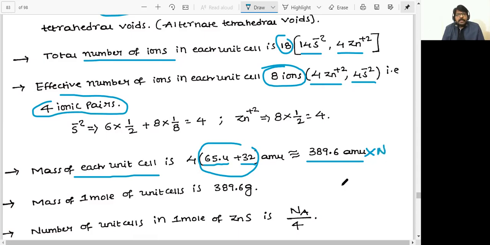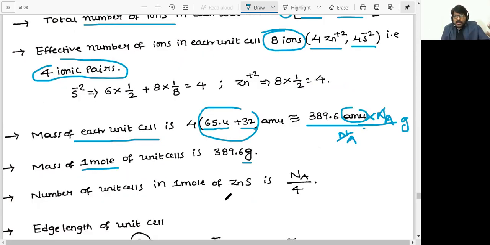It should be multiplied by Avogadro number because you are talking about 1 mole. And you have to convert this AMU into grams because I just wanted to report my answer in grams. And one AMU is equal to 1 by Na grams. So this is multiplied by Avogadro number because one unit cell mass is being converted to 1 mole of unit cell's mass, and it is divided with Na because AMU mass is converted to grams. 1 AMU is equal to 1 by Avogadro number grams. So Na gets cancelled. Already it is converted into grams, so it will be 389.6 grams.